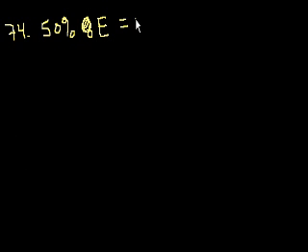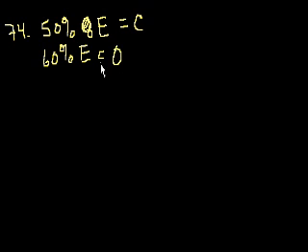74. In a certain office, 50% of the employees are college graduates. So let's say 50% college, I'll call that C. 60% of the employees are over 40 years old. So it says 60% of the employees equal, we'll call it O for over 40. I don't know where this is going. I'm just making up numbers.